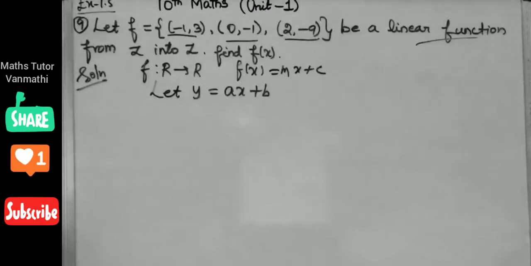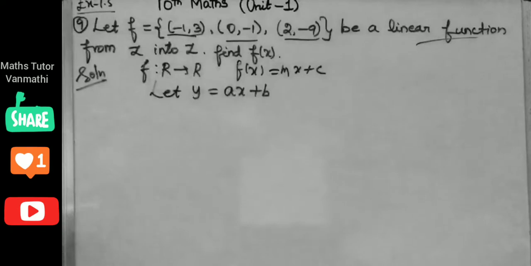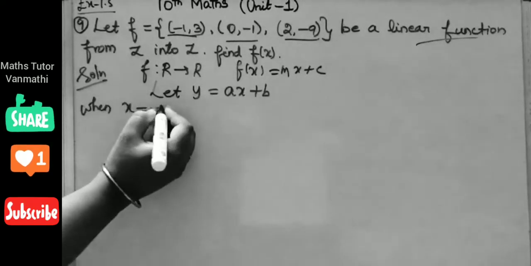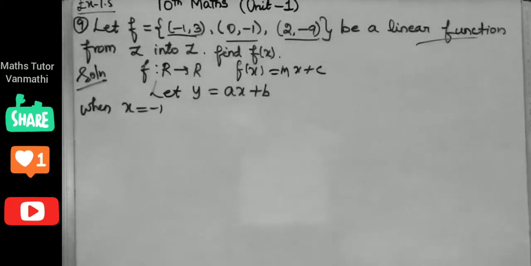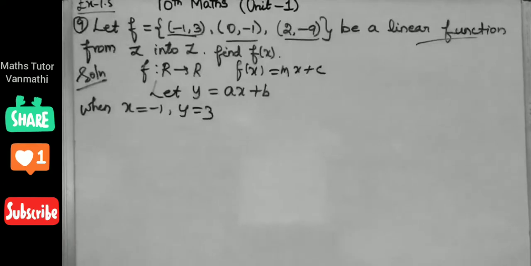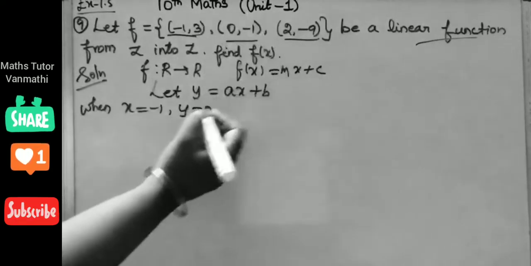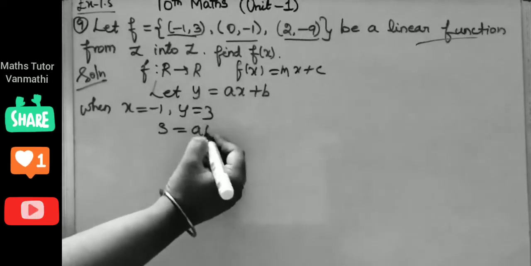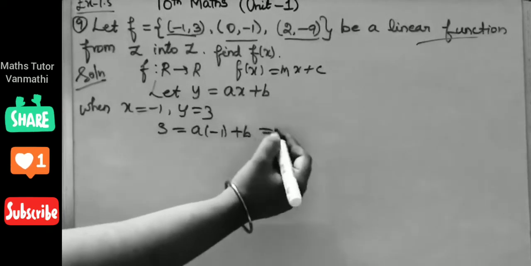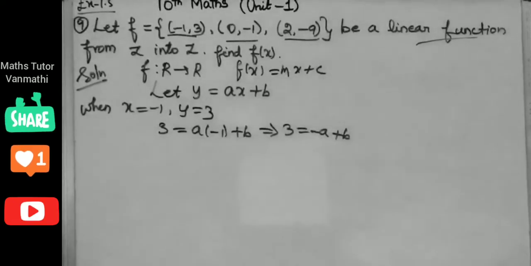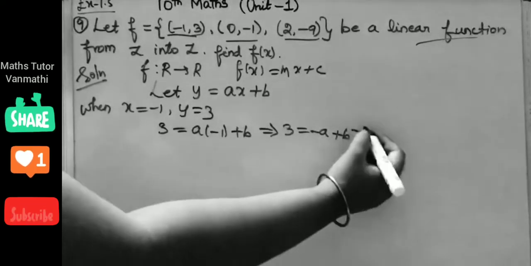First we are going to find for (-1, 3). That is when x is equal to minus 1, your y is equal to 3. Substituting in this you get 3 is equal to a into minus 1 plus b. Then you get 3 is equal to minus a plus b. Mark it as 1.